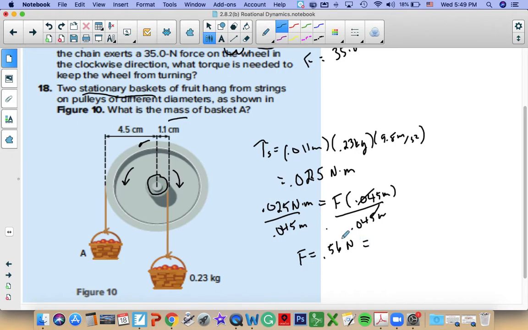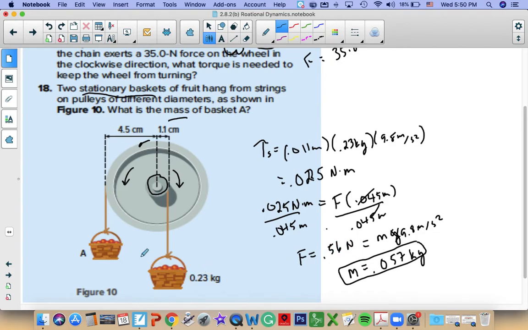Well, we know that that right there is going to be mass times gravity, which we know gravity is 9.8 meters per second squared. So we're going to have to divide 0.56 by 9.8. And that gets us to a mass of 0.057 kilograms. At first it may have looked like, well, 0.56, that's bigger than that basket, right?